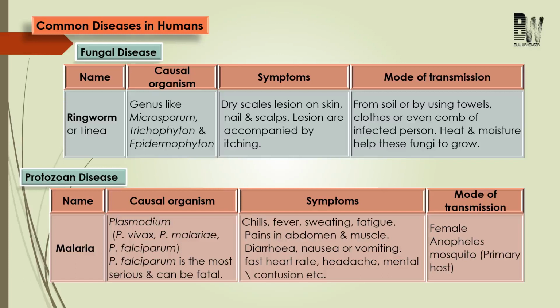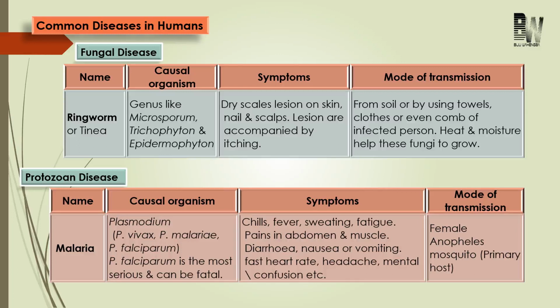The infection can be acquired from soil or by using materials of an infected person. Some symptoms of ringworm are dry scales, lesions on the skin, nails, and the surface of the head, and these lesions are also followed by itching.